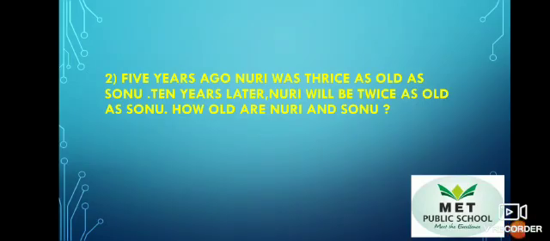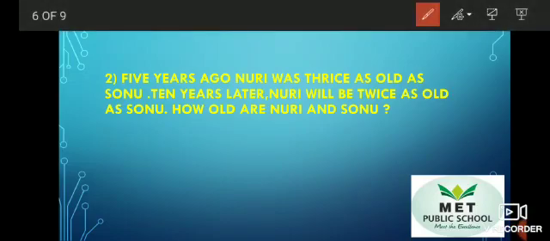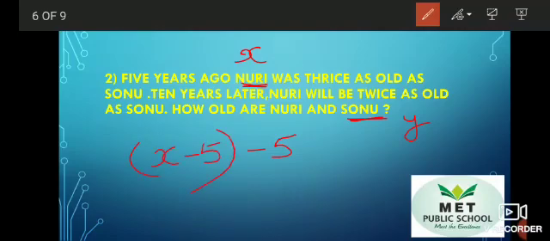5 years ago, Noori was thrice as old as Sonu. That means 5 years ago, so it is minus 5. Let us consider the age of Noori as x and the age of Sonu as y. So 5 years ago, Noori was thrice as old as Sonu. So Noori, that is nothing but here x minus 5, because 5 years ago she was thrice as old as Sonu. So that is equal to 3 times Sonu's age, y minus 5.